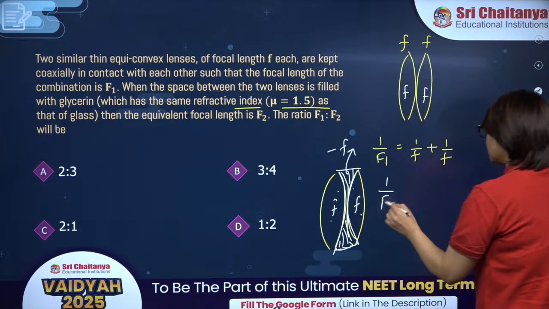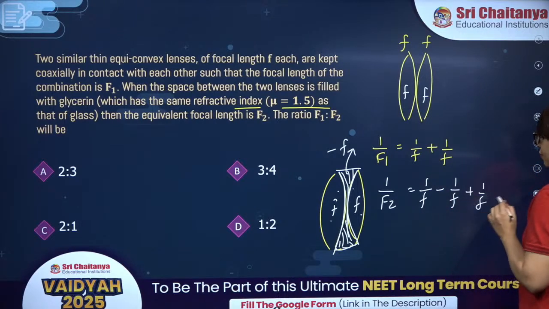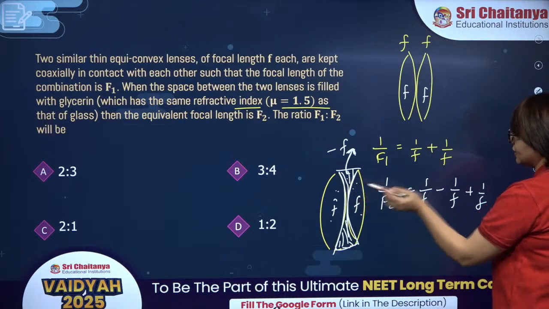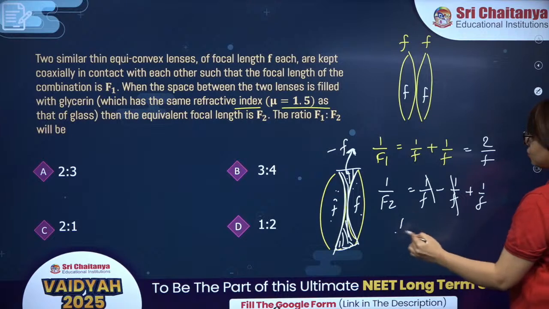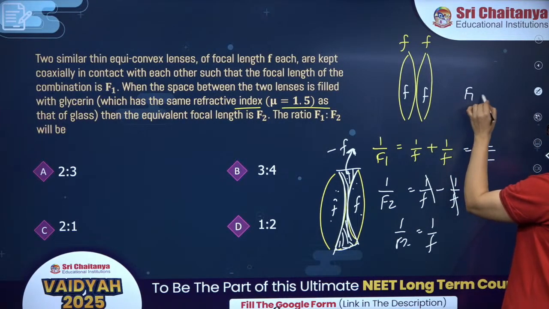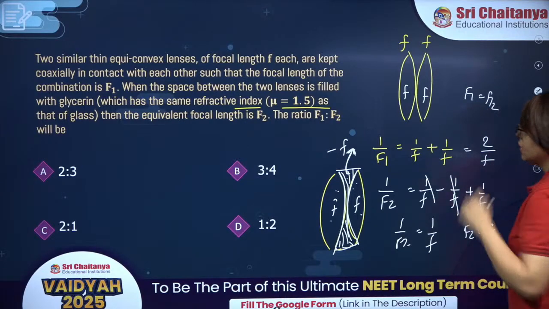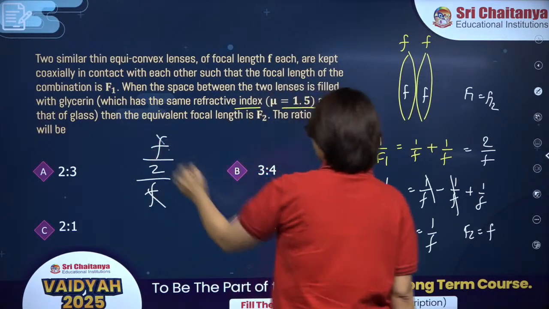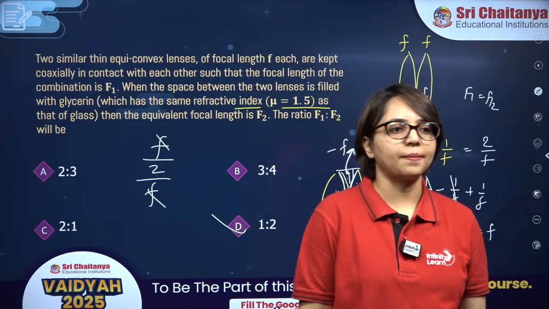So 1 upon F2 is 1 upon F minus 1 upon F plus 1 upon F. Now you have to write the focal length for this one as well, because we have 3 lenses over here. So 1 upon F1 is 2 upon F, 1 upon F2 is 1 by F. So F1 is F by 2 and F2 is F only. So F1 upon F2 is F by 2 divided by F, which is 1:2, which is option D. Okay, which is option D.